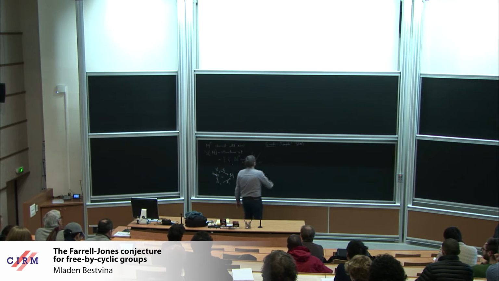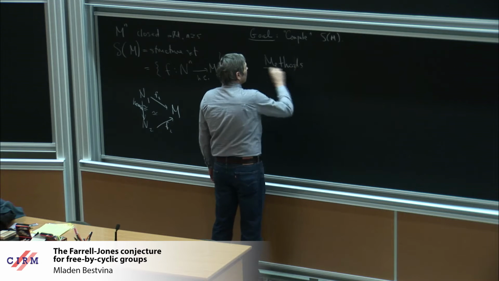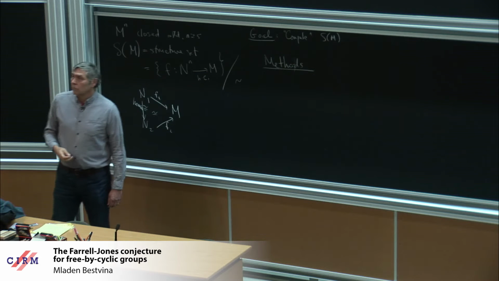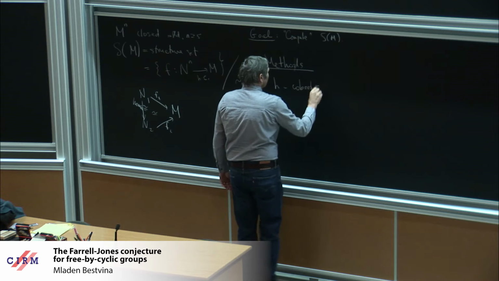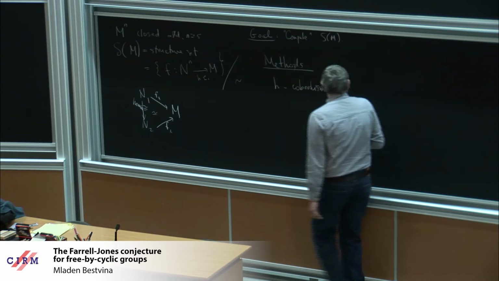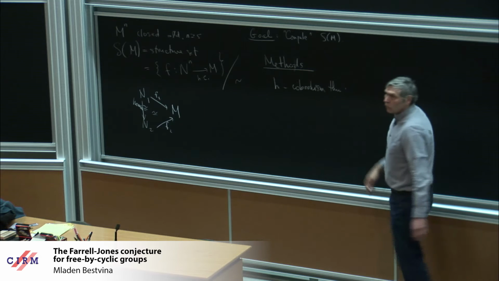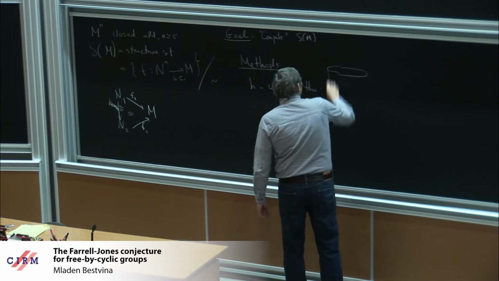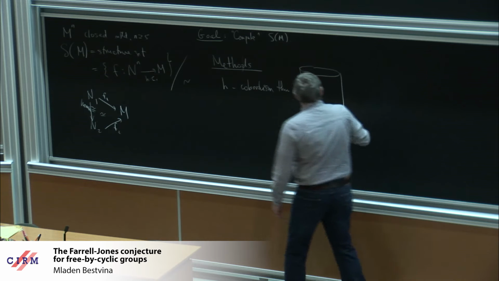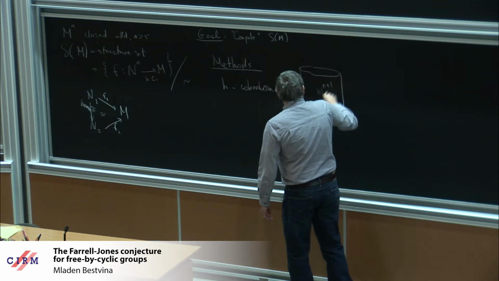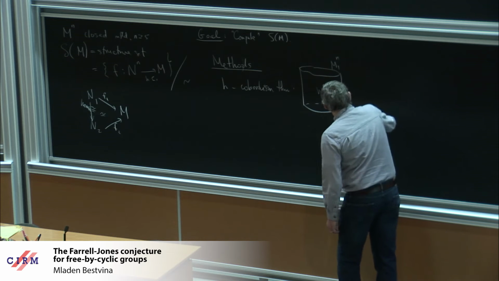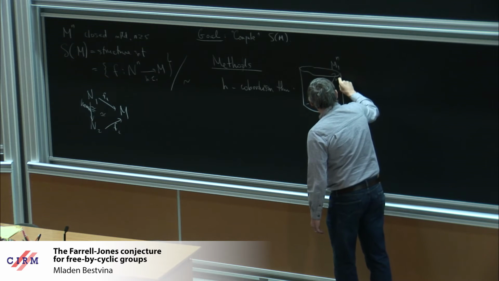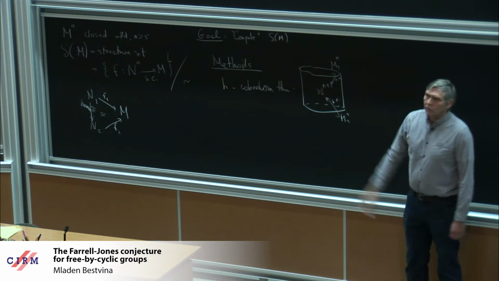Okay, so what are some methods in high-dimensional manifolds? Well, there are two main tools. One is the h-cobordism theorem. And how does that go? Well, you think of having two manifolds of dimension n, and they're connected by a manifold of dimension n plus 1. And everything is compact here. So you have M1 and you have M2, and you assume that these inclusions are homotopy equivalences. And you'd like to know that the whole thing is a product.